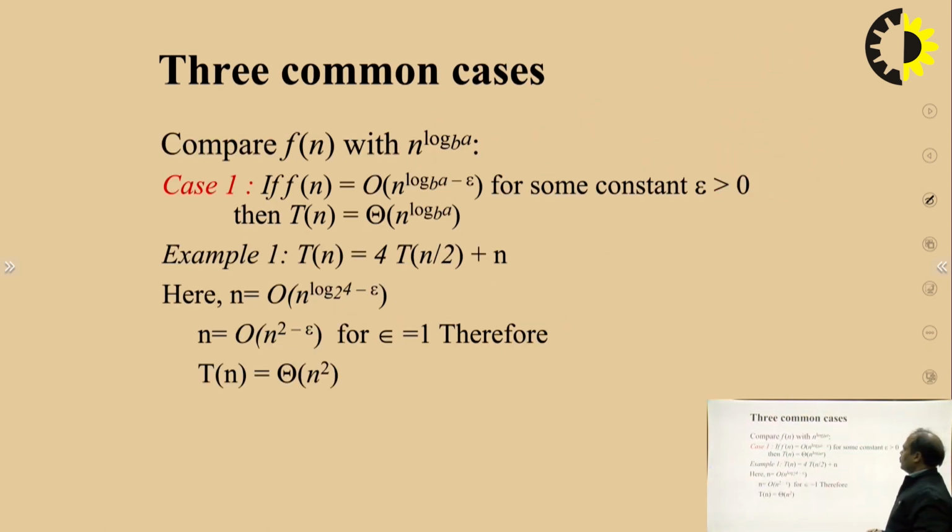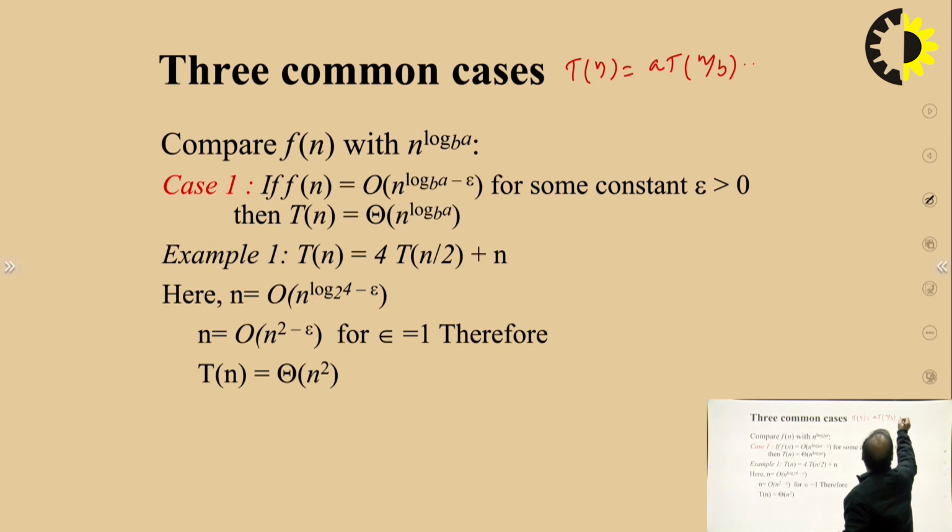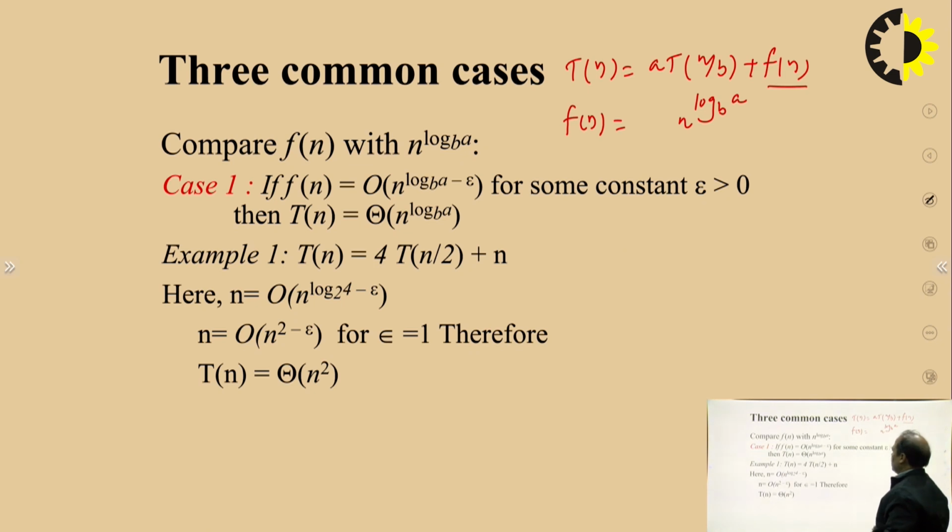So 3 common cases you see here. Again, T(n) = aT(n/b) + f(n). So what we are going to do in all these 3 cases of the master method, we are going to compare this f(n) with n to the power log a base b. This is the comparison method.